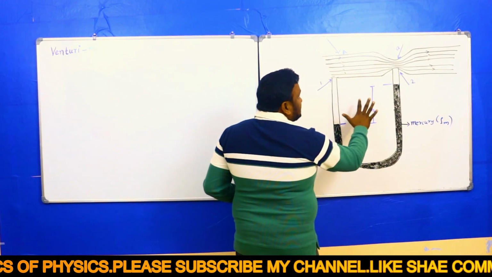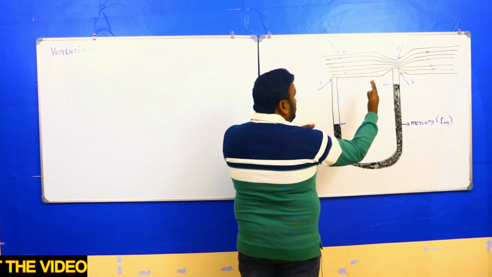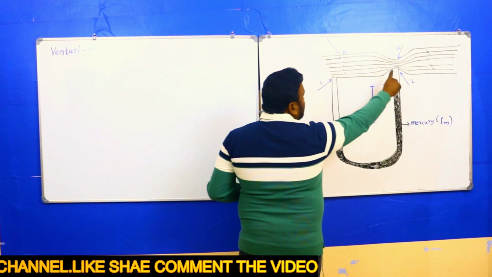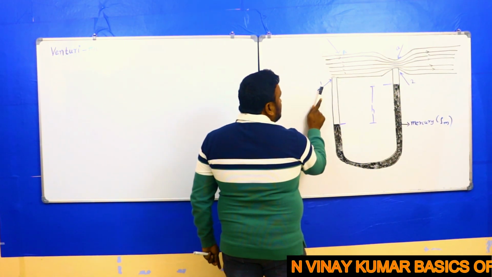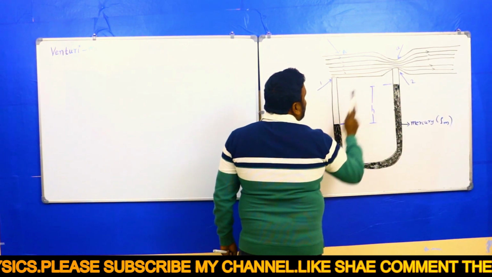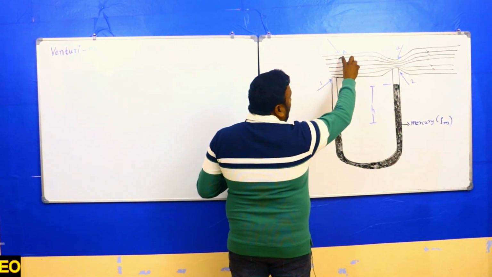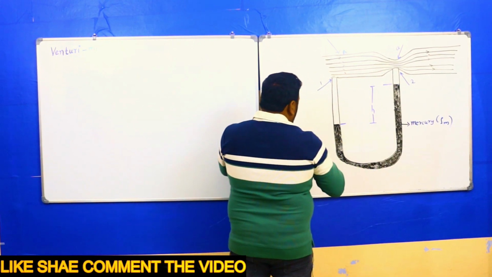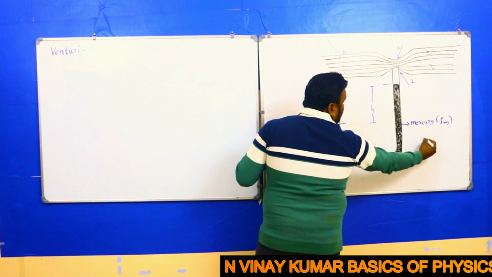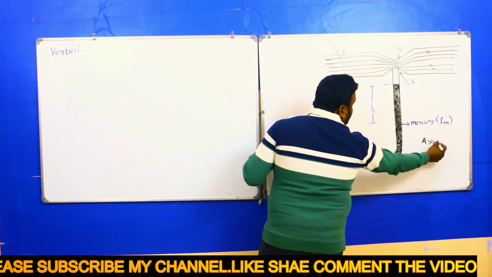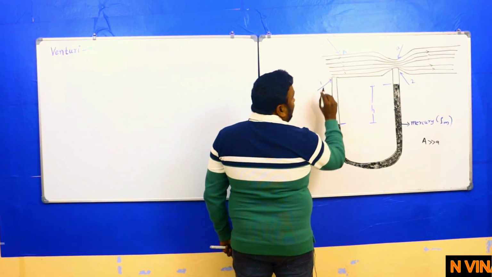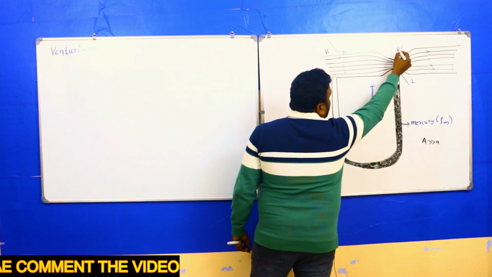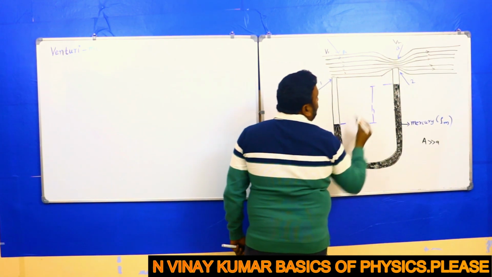To find the velocity of the fluid, we have to divide the tube into two parts. This is the first part and this is the second part. Here the area is A and here it is small a. From the diagram you can say A is greater than small a. Here the velocity of the fluid entering is V1, and here the velocity is V2.